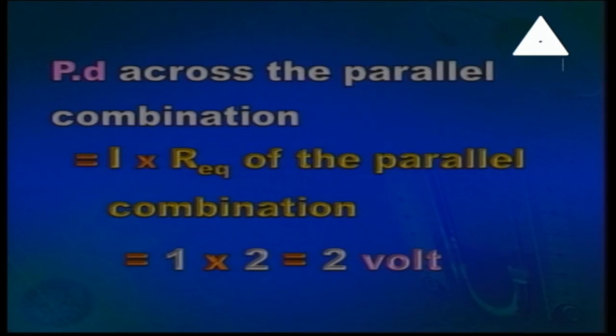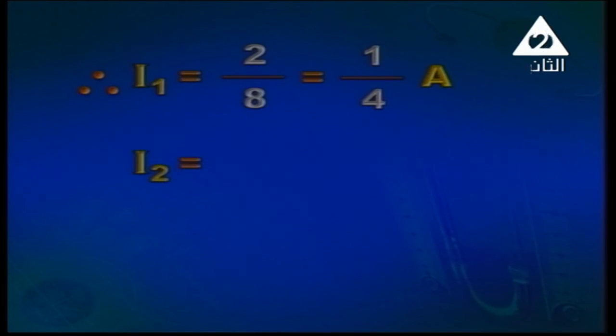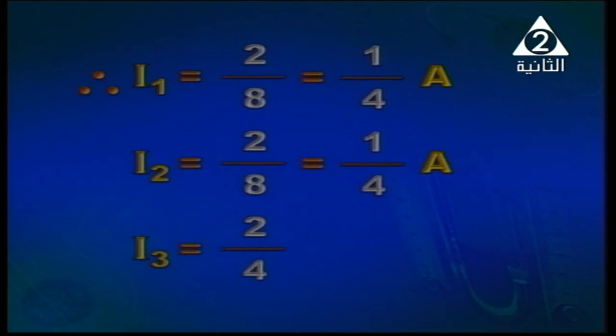Now it's easy to calculate the current through each resistor. I1 is equal to the voltage over the resistance, 2 over 8, which is 1 over 4 ampere. The same for the other 8 ohm resistor, 2 over 8, it is 1 over 4 ampere. And I3 is 2 over 4, it is half an ampere.